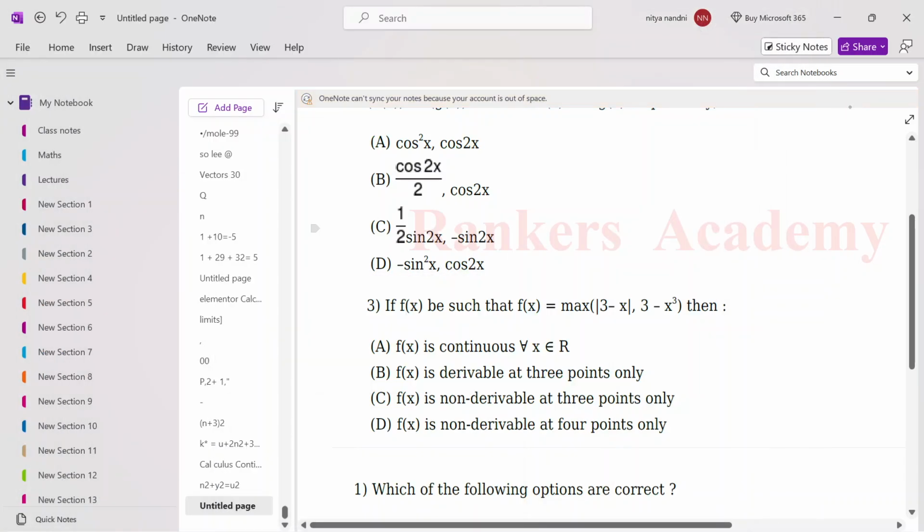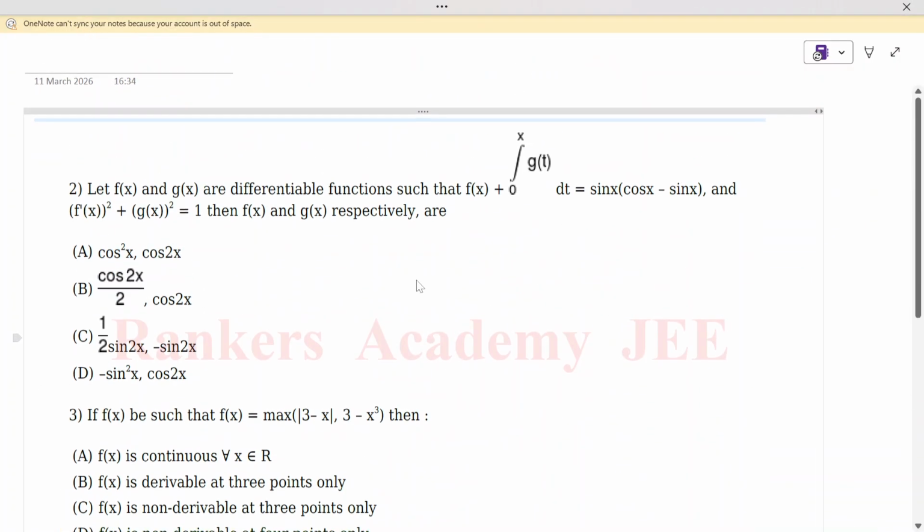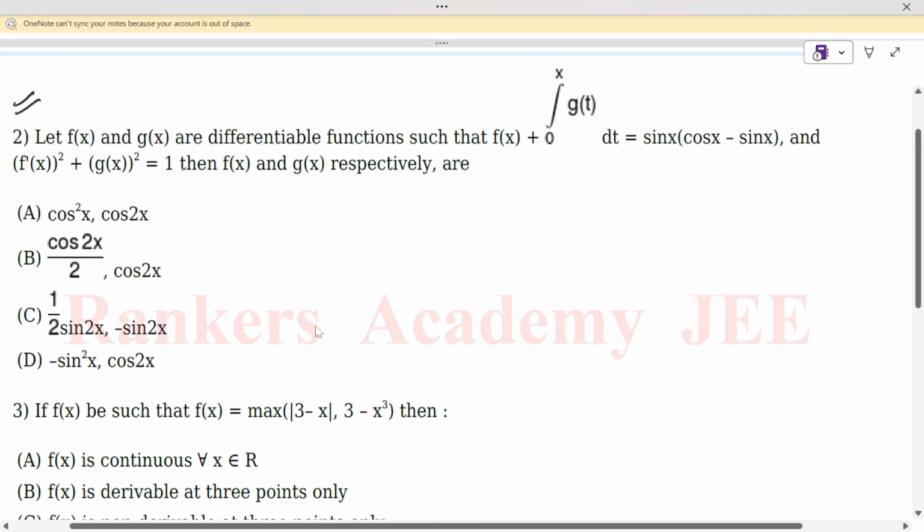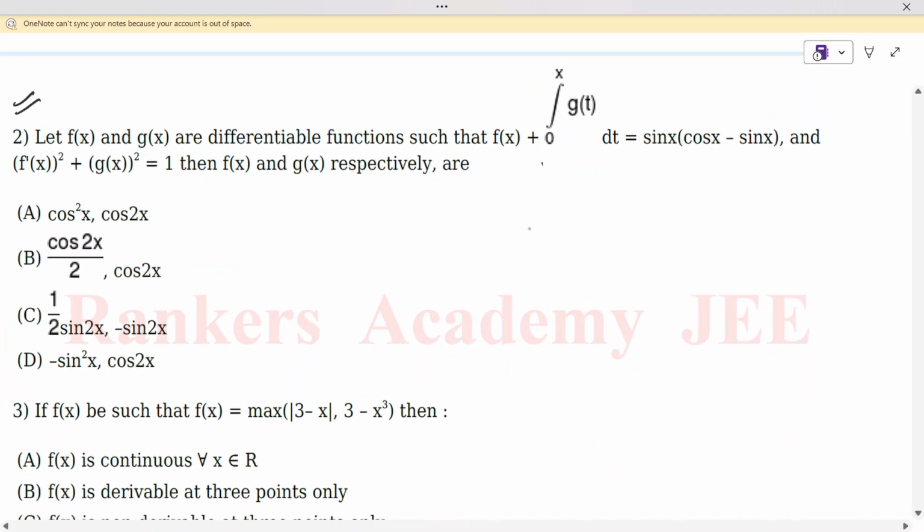So next three questions, let's have a look. This is a problem. Have a look at this. We have to solve for fx and gx, and the equation is given. So first is very clear. We have to differentiate both sides.